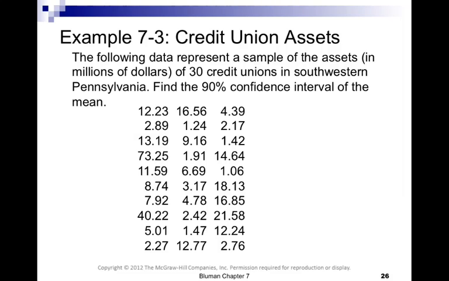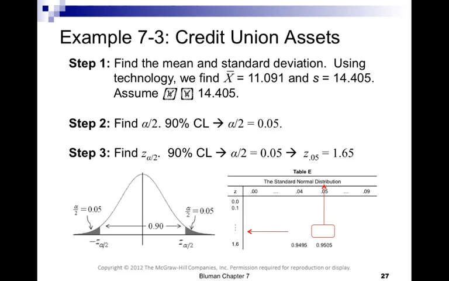So this is a lot of data. It's 30 credit unions in southwestern Pennsylvania, and they want the 90% confidence interval. You can do this by hand, but if you do it by hand, your results could be a little different. Even with different calculators, sometimes it can be different because of the way things are rounded. But go ahead and use your calculator, because I'm going to take that into account. Find the mean and standard deviation using technology.